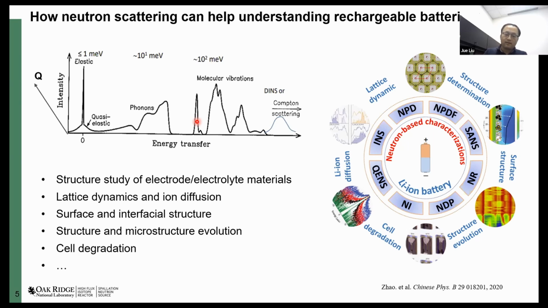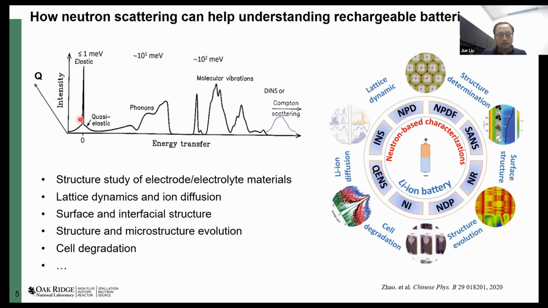So when we're talking about static structure, neutron diffraction, which assumes we don't have any energy loss during the scattering process, can also probe different length scales. For example, if we're interested in atomic structures, we typically go to a large momentum transfer. And if you're interested in large scale structures, for example, porosity in the battery electrode, then we go to a very small momentum transfer using small angle neutron scattering, right?